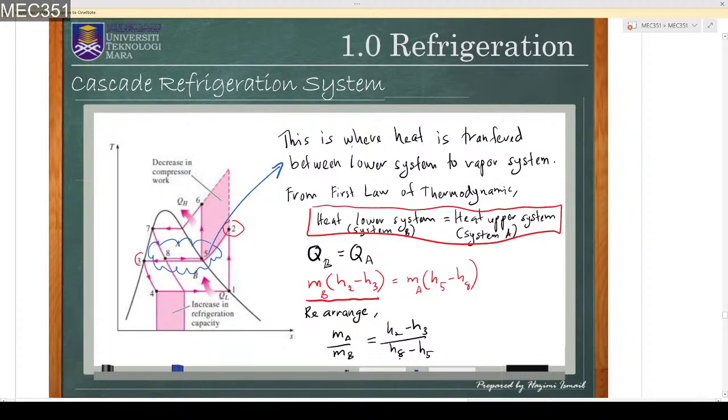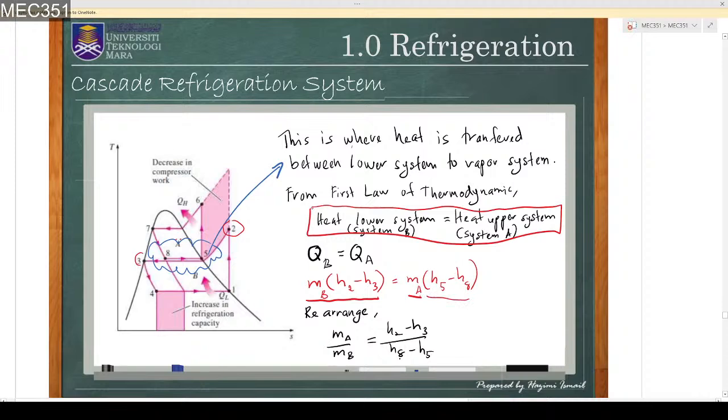Okay, and then the total heat, which is represented by QB, will be absorbed by system A here. The heat absorbed can be calculated by using this formula: mass flow rate of A times the enthalpy change between state 8 and state 5. Enthalpy 5 will be higher than enthalpy 8, so we use enthalpy 5 minus enthalpy 8.